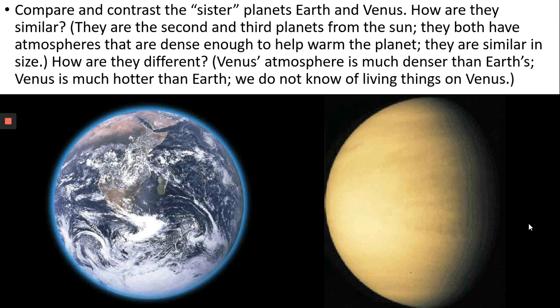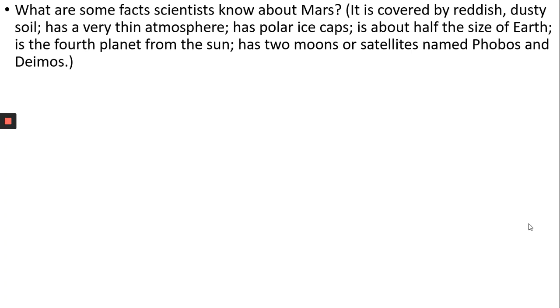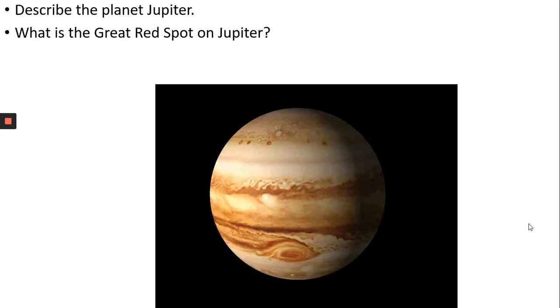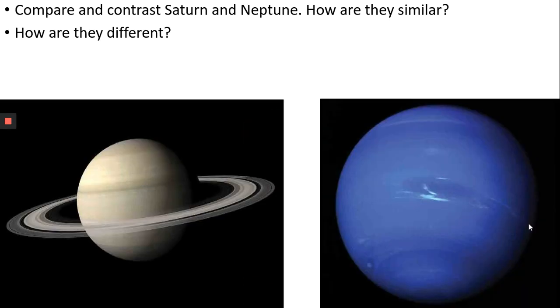Keep scrolling through here so you can see what I wrote down, because again, it's hard to condense a whole long day's hour and a half lesson, and I don't want you guys to be overwhelmed with it. So this is just for your information, because I want you to know about it. There's Jupiter, talking about the Great Red Spot, the gigantic storm. Whew, it's very windy on Jupiter. Comparing and contrasting Saturn and Neptune.